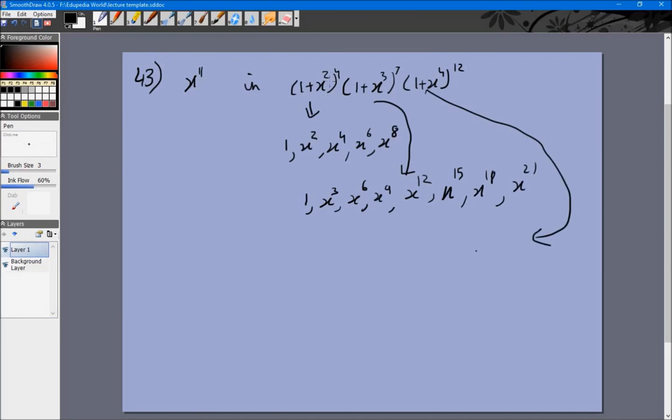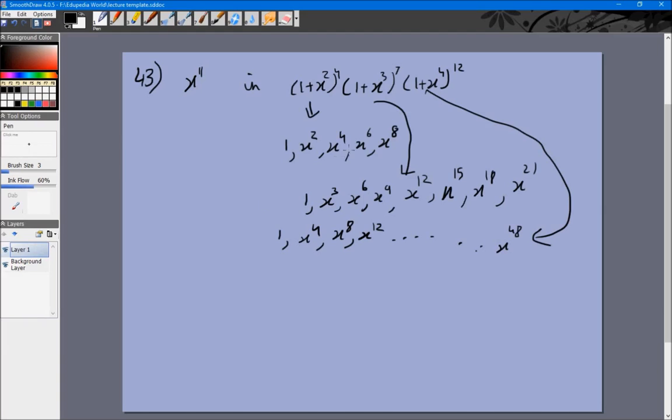This is just (1 + t)^n, the standard binomial theorem. This gives me 1, x to the power 4, x to the power 8, x to the power 12, up till x to the power 48. And we need the net coefficient of x to the power 11, which means the sum of the exponents from these three should be 11.